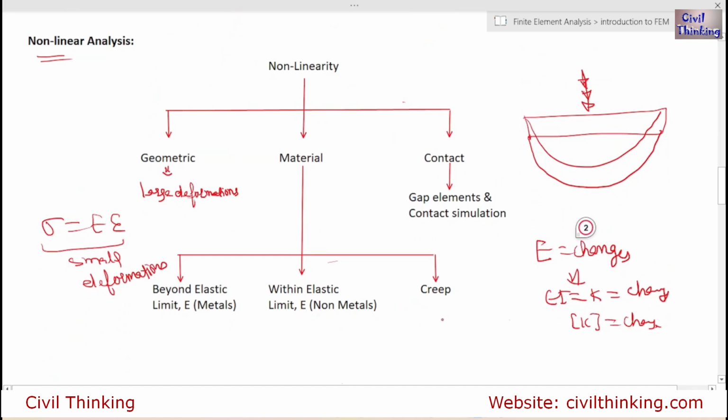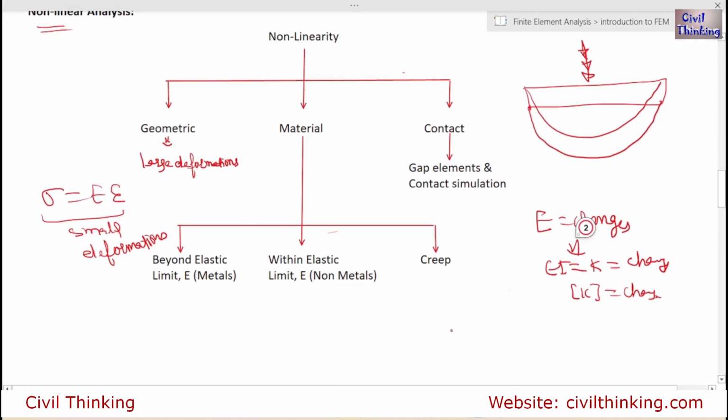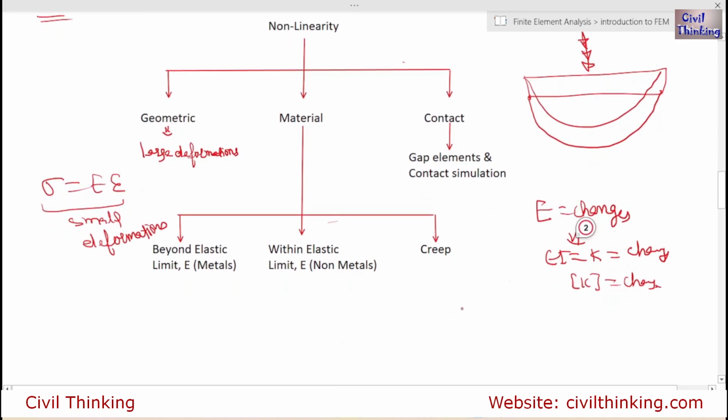Now there is creep. Now what is creep? Creep is basically when a body undergoes deformation over a long time. When a body deforms under constant load, and you keep the load, for example P constant, after so much time it will deflect even further. This is called creep.